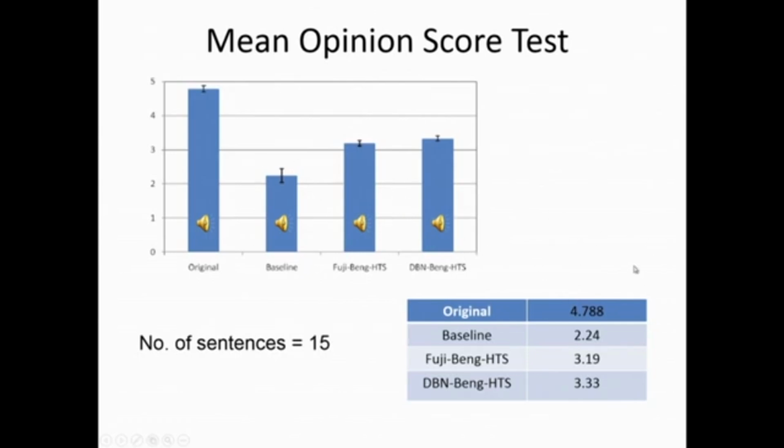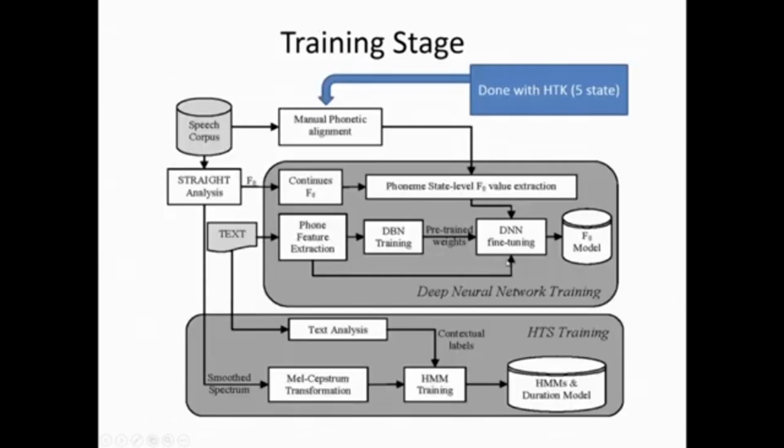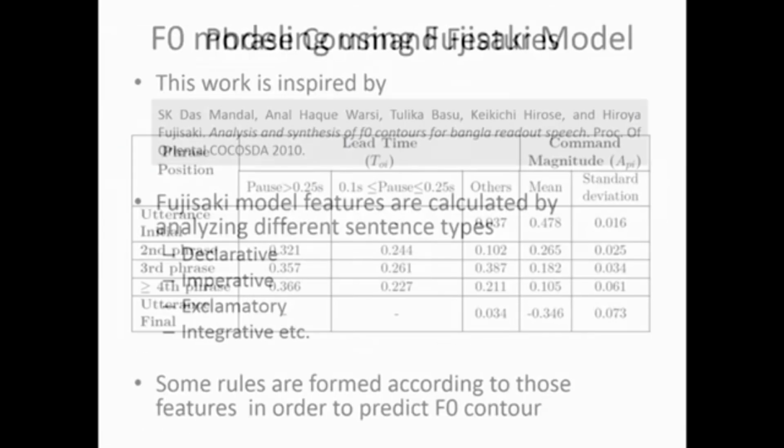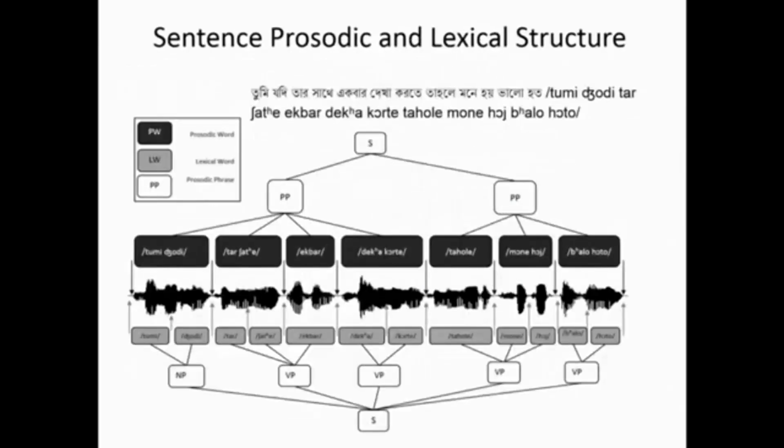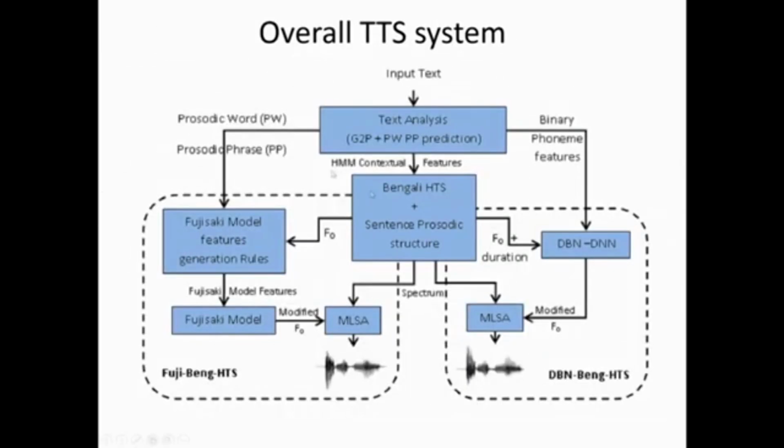So, you can try it on your own language using the Fujisaki model. What I said is that we have done 2 USPs here. One is to train the HTS engine with prosodic structures and modify the F0 contour based on the Fujisaki model or DNN model. If you remember, I have explained another application, accent conversion.